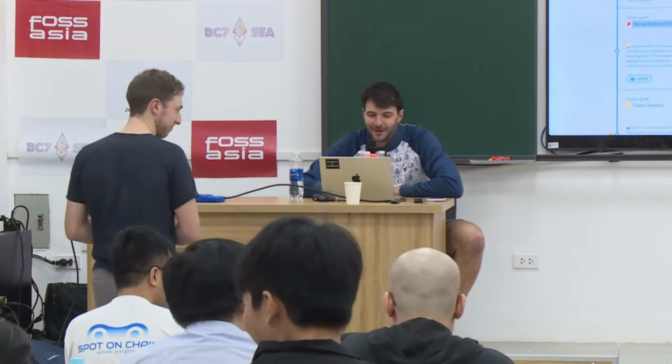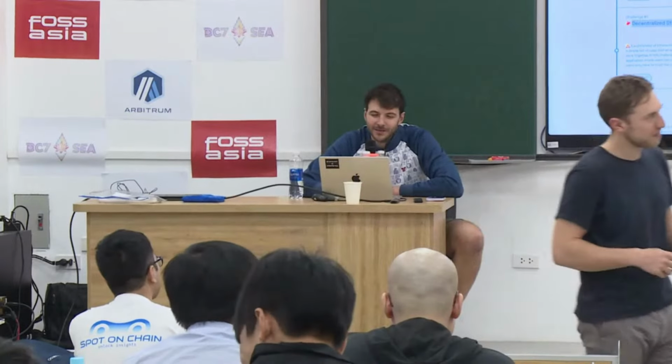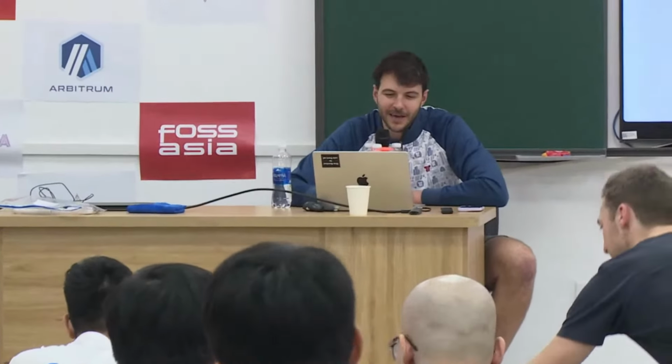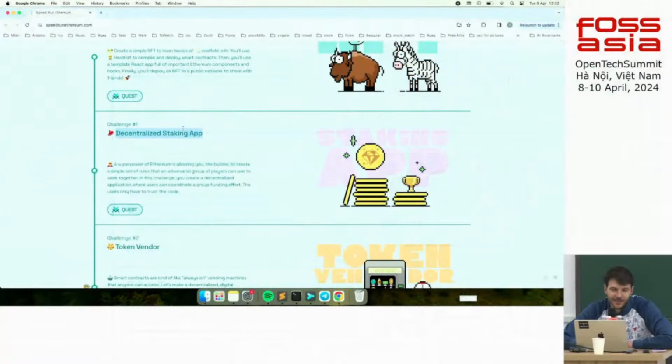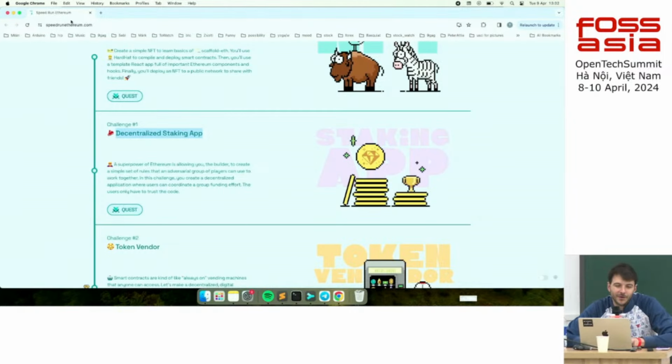Thank you, guys. Welcome back. So I'm going to go through this decentralized staking app challenge. It's part of the SpeedRunEthereum. As you were already told, SpeedRunEthereum is a really nice way to get started with building on Ethereum. So this is supposed to be a workshop. So if you would like to, you can just try to follow the steps with me and do the challenge. We'll see. So you can go to speedrunethereum.com, and this is the decentralized staking app challenge.